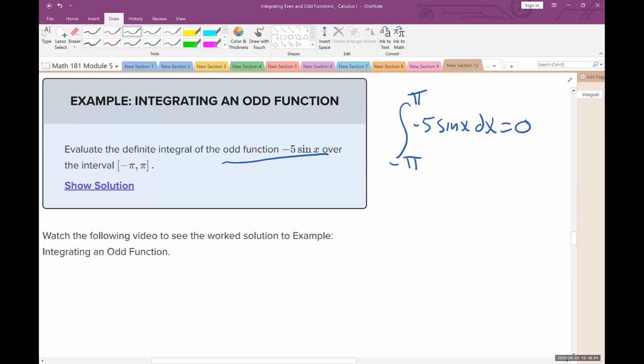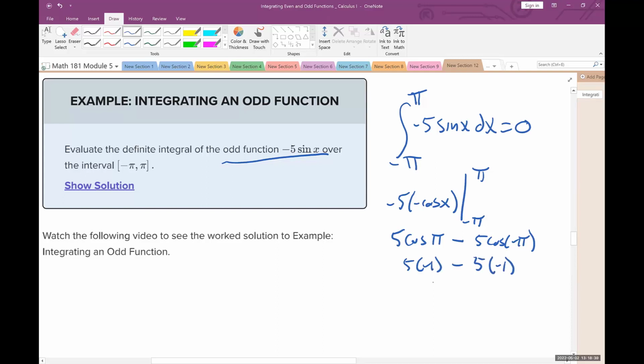I mean, we can go through and show why it's 0 if you want. But it is 0. I'm just going to show it to you. The antiderivative of sine is negative cosine. So you have -5 times negative cosine of x, evaluated from negative pi to pi. So 5 cosine of pi minus 5 cosine of negative pi. Cosine of pi is -1, so it's 5 times -1 minus cosine of negative pi, which is -1 as well. So it's -5 plus 5, which is 0.